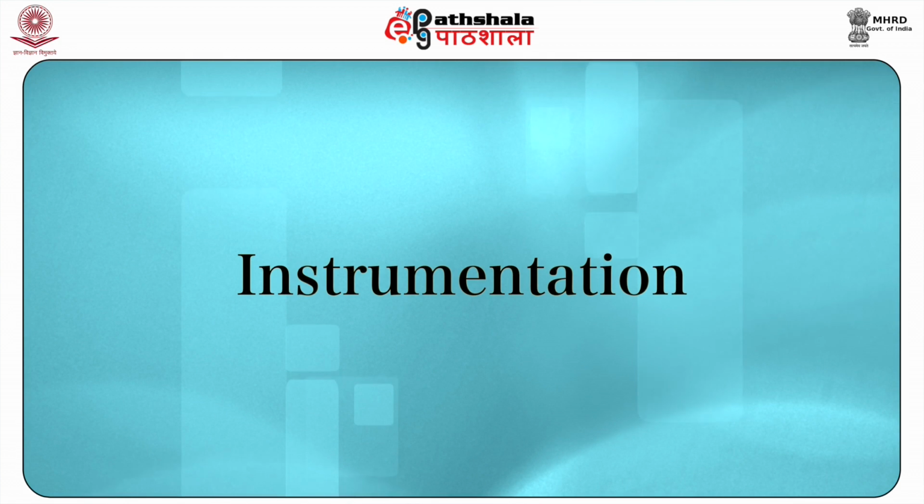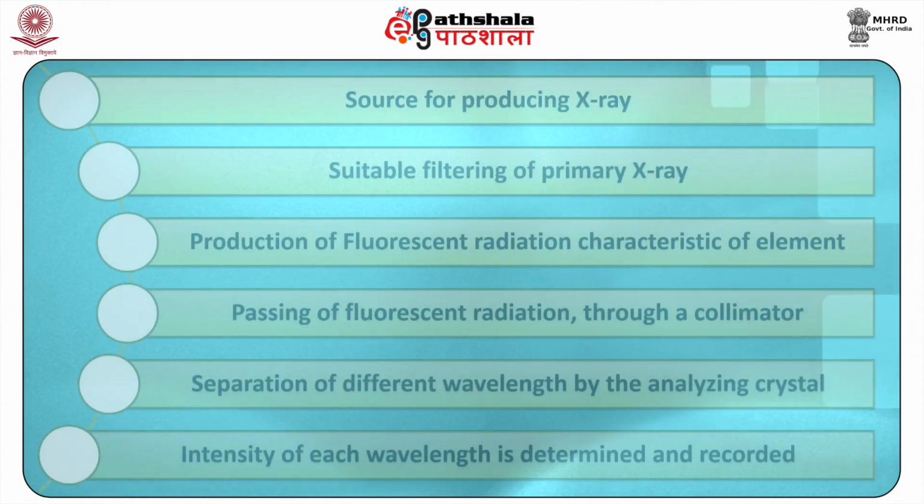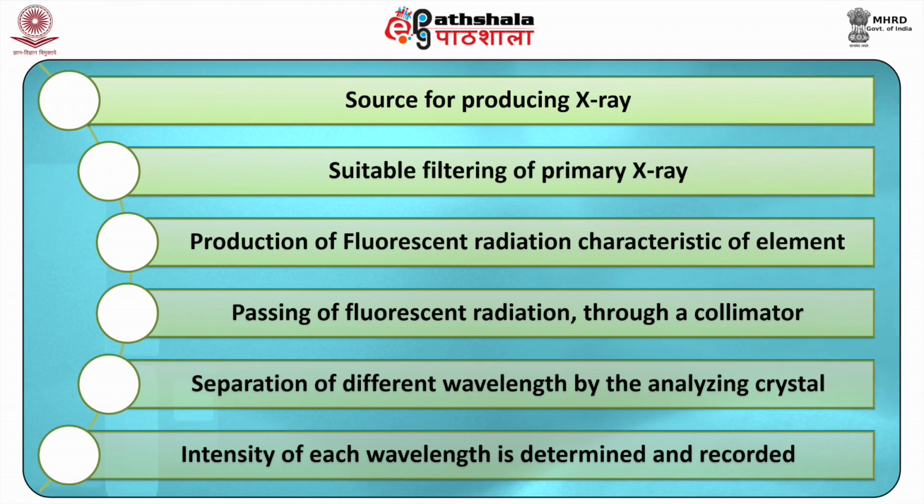Instrumentation. Source for producing X-rays. Suitable filtering of the primary X-rays. Production of fluorescent radiation characteristic of the elements present when the sample is hit by the beam. Passing of the fluorescent radiation through a collimator. Separation of different wavelengths by the analyzing crystal. The intensity of each wavelength is determined and recorded using a synchronized detector, which rotates in an arc around the analyzer to cover different angles for different elements present in the sample.